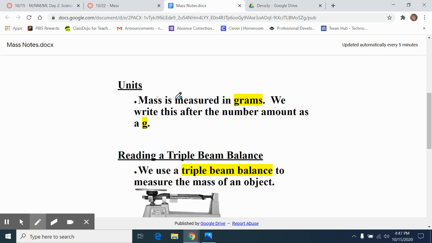So for mass, we have units that are called grams. You've probably heard this before. 1 gram is about equal to the feel or the weight of one paper clip. We write this after a number amount as a G. So if you have 16 grams, you would write the number 16 and then a G by it.